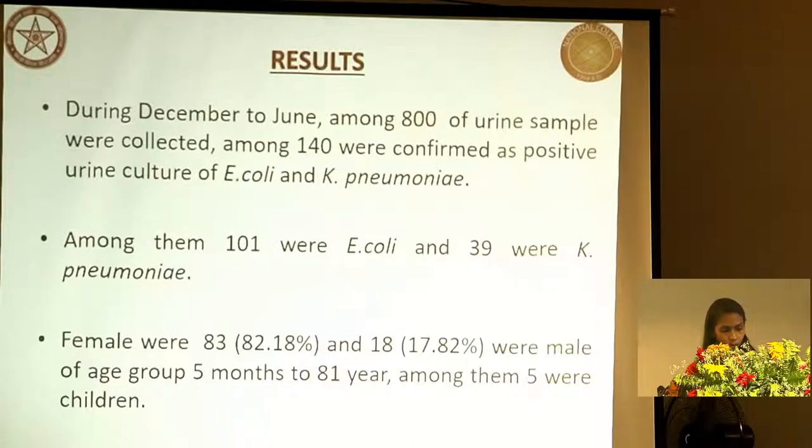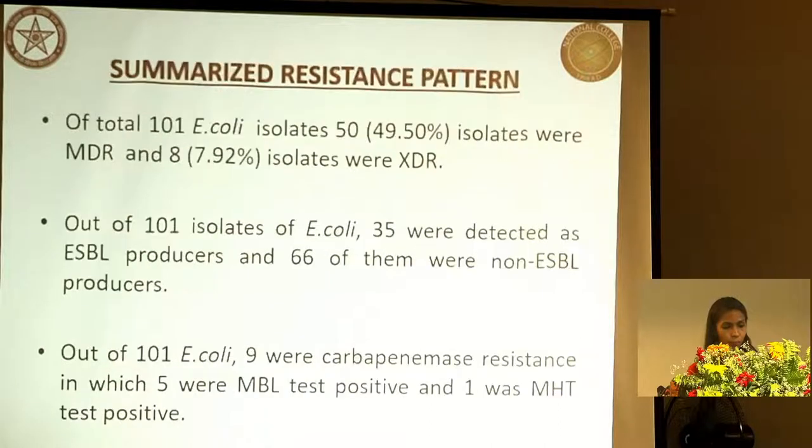Females were 82.18% and 70.82% were male, of age group 5 to 81 years. Among them, 5 were children. Of the total 181 E. coli isolates, 49.50% isolates were MDR and 7.92% isolates were XDR.